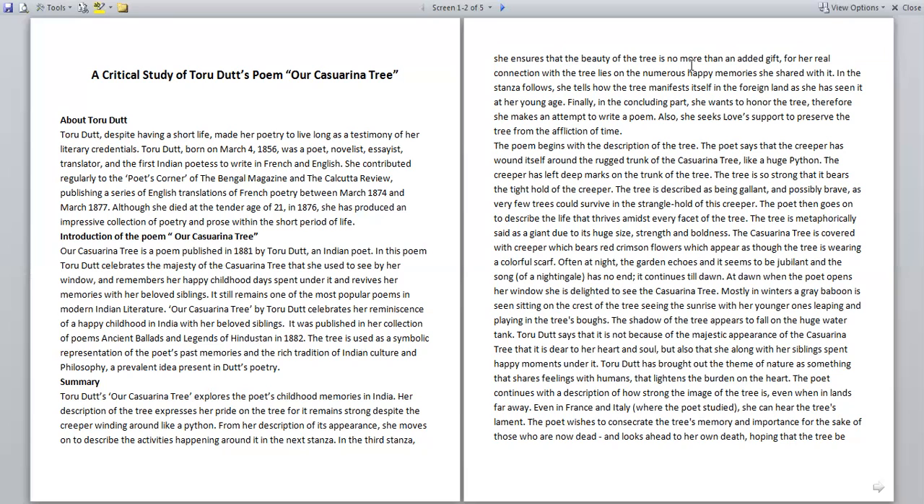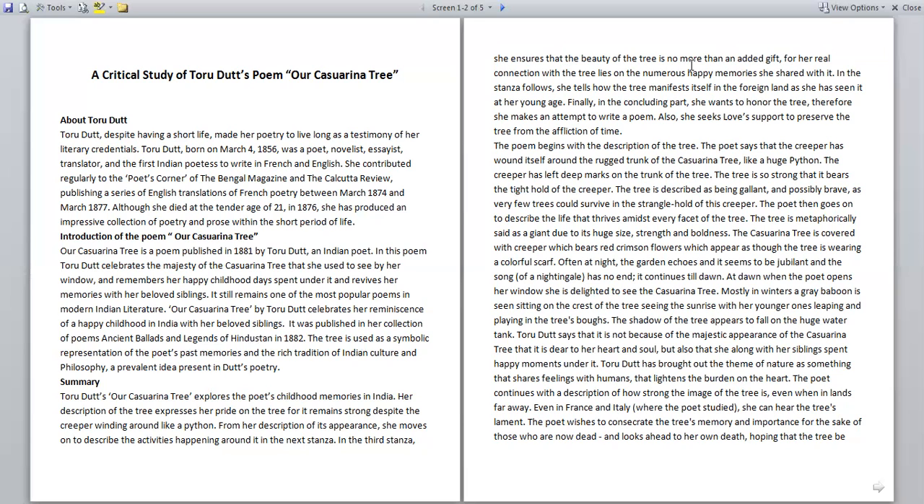The poem begins with the description of the tree. The poet says that the creeper has wound itself around the rugged trunk of the casuarina tree like a huge python. The creeper has left deep marks on the trunk of the tree. The tree is so strong that it bears the tight hold of the creeper.